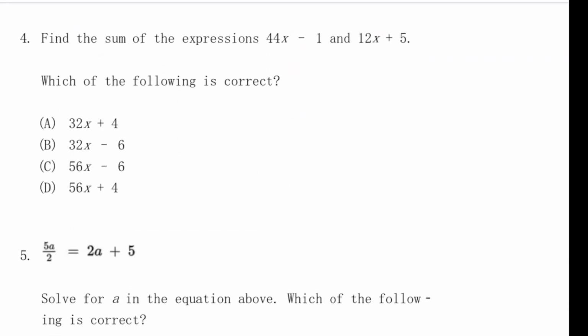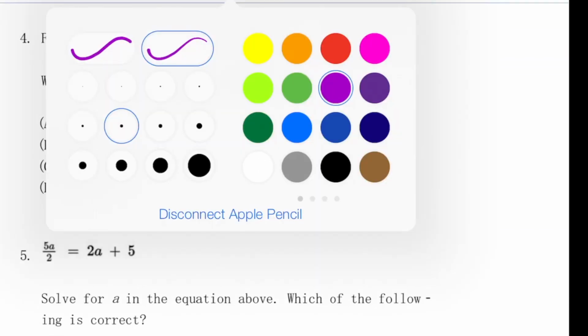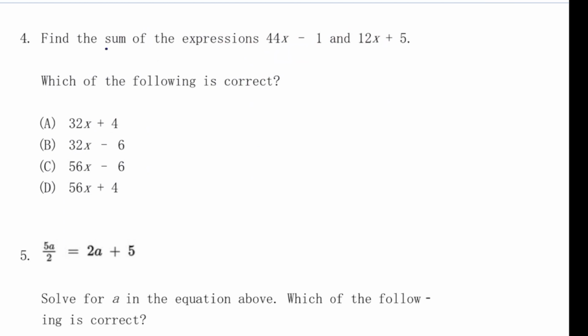For the next problem, which of the following is correct? Find the sum of the expression 44x minus 1 and 12x plus 5. The sum means that they want you to add these two expressions together. So we're going to have 44x minus 1, and we're going to add 12x plus 5.